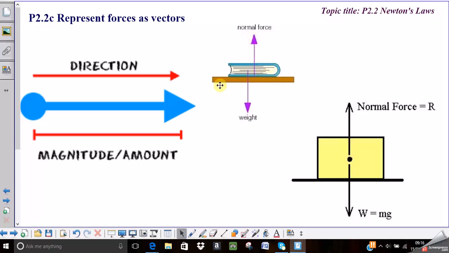A book that's standing on a table: there is the weight from the book, and there is the normal force, the reaction from the table. Now if we look at the size of the arrows, we see that these two arrows are exactly the same size. So the normal force, the reaction from the surface, is equal to the weight, the gravitational pull from the earth. That means in this situation, this book is not going anywhere. It is just sitting there because these two forces are balanced.